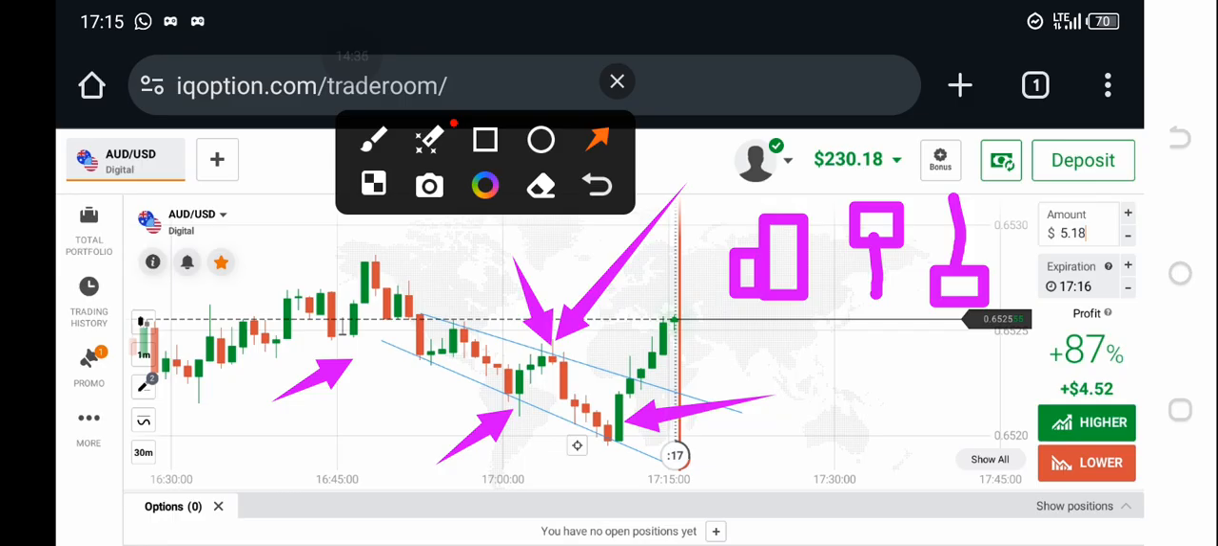And you can see that after the appearance of that inverted hammer, the market goes down. So after seeing that inverted hammer, you can open a position to trade.